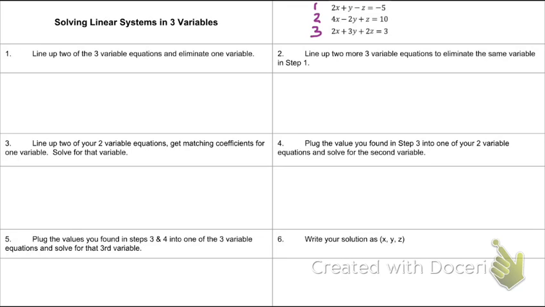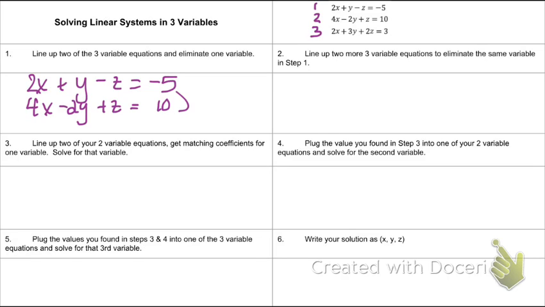So step 1 says to line up two of the three variable equations and eliminate one variable. So I'm going to eliminate z. So I have 2x plus y minus z equals -5, and then 4x minus 2y plus z equals 10. Since my signs are opposite, I'm going to add them, so I get 6x plus -2y, which is -y, equals 5. Okay? Then I'm going to line up two more.